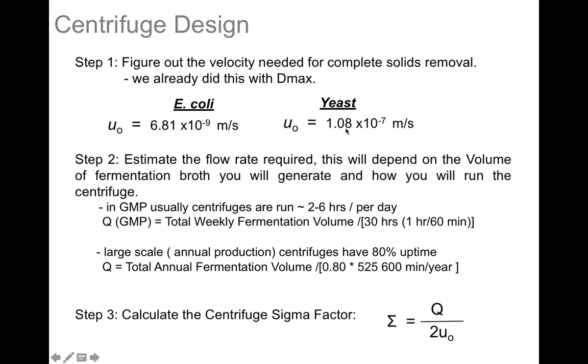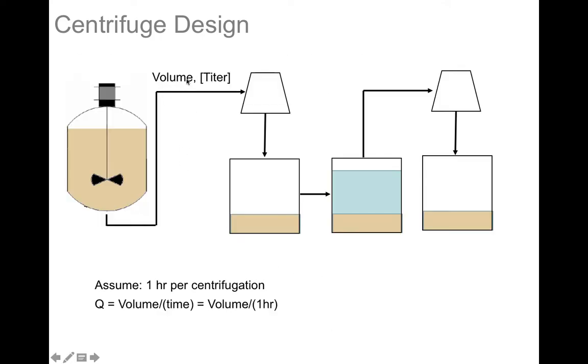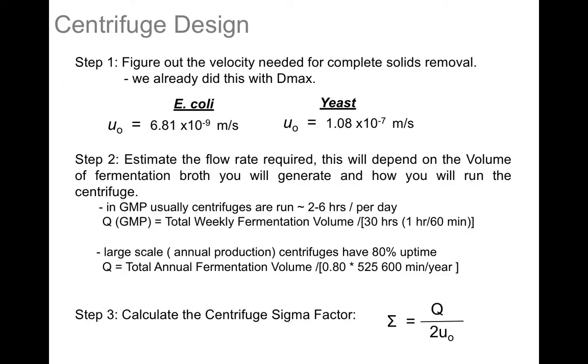For yeast, it would be 1.08. You could calculate this again for CHO cells or mammalian cells, right? So we need to know the sedimentation velocity, and we also need to know the flow rate. And we calculated the flow rate beforehand, just now, based off the volume of the fermentation broth that we want to clarify and the time we have to do the centrifugation.